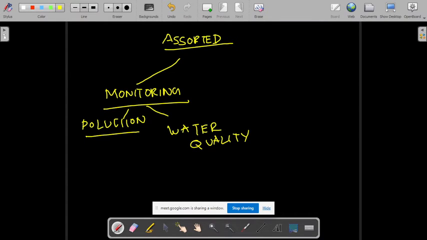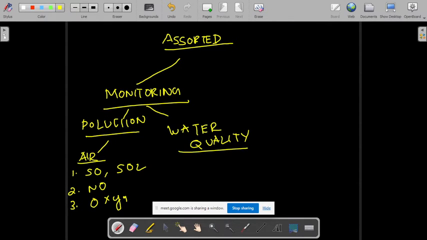Under pollution monitoring, we are going to see particularly air pollution. In that we are going to see sulfur dioxide, SO2, then nitrous oxide, then oxygen measurement. All these gases and their pollutants measurement.